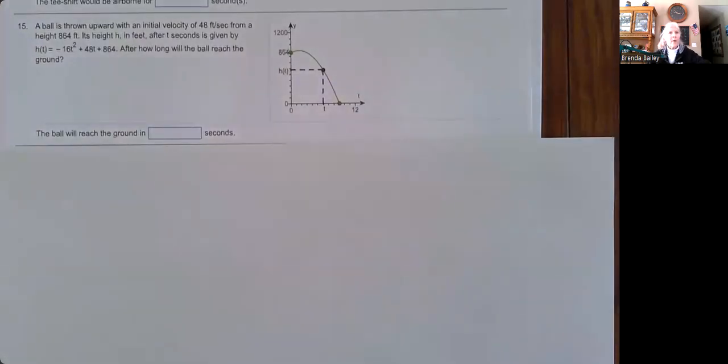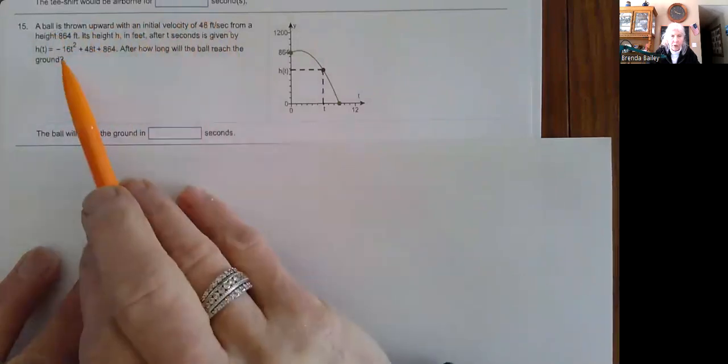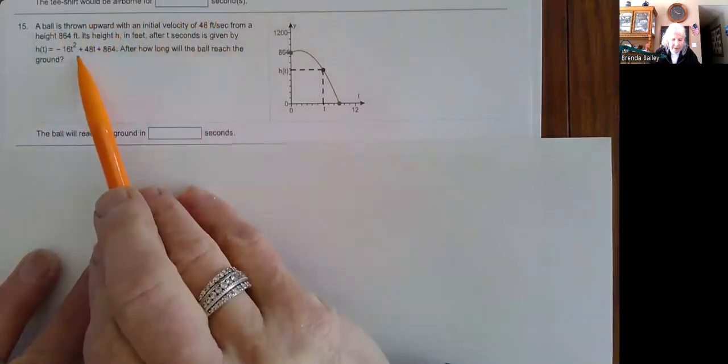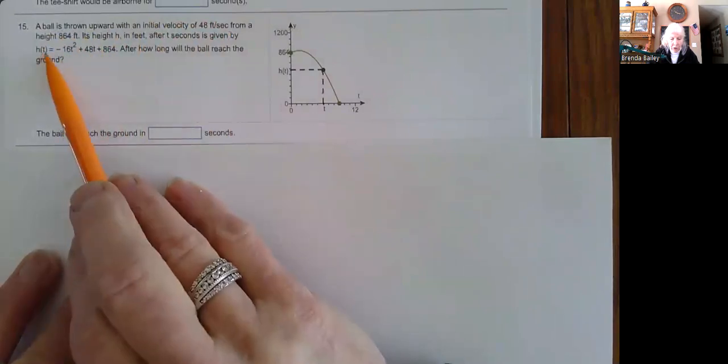All right, so now we have a ball is thrown upward with an initial velocity of 48 feet per second from a height of 864 feet. Its height, h, in feet after t seconds is given by. All that before this equation just tells you how they came up with the equation. You don't necessarily have to understand how they got all of these into here. It's a physics type of question to find out where this comes from. We're just going to use this.